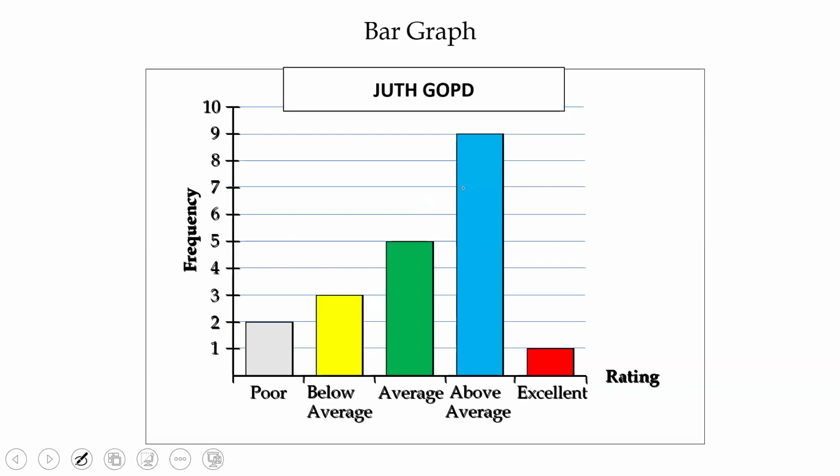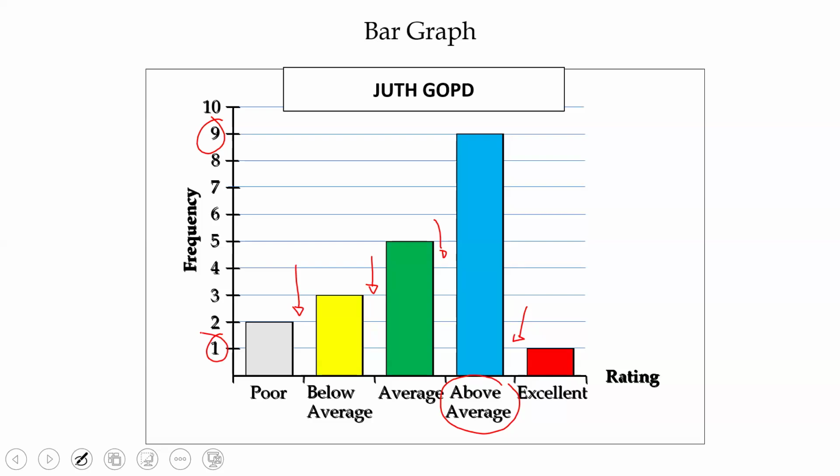Now, this is an example of a bar chart for the simple reason that they are in categories. And like I kept emphasizing, you can see that there are spaces in between them. We can see clearly from our bar chart that above average has the highest score of 9, and excellent has the lowest score of 1. You get the point. That's the bar chart. And like I said, it's qualitative data.